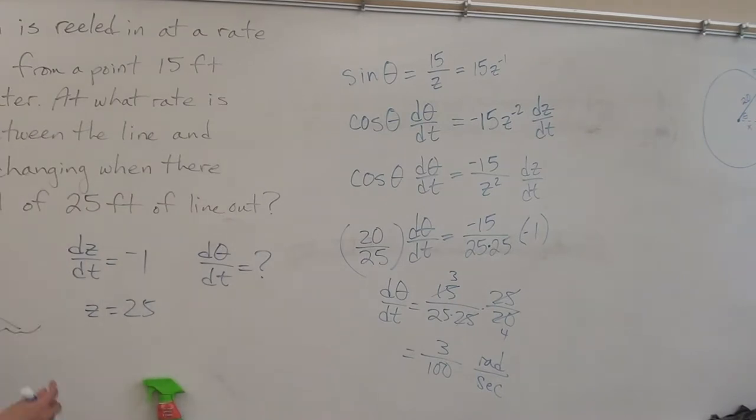Now what that's saying is that this angle is getting bigger. Does it make sense that the angle is getting bigger? Yeah, right, because as the line reels in, the angle grows. Does that make sense? Okay. All right, so 3/100ths radians per second.